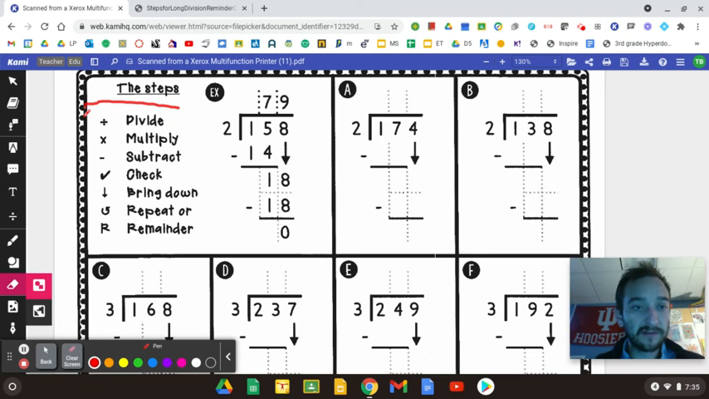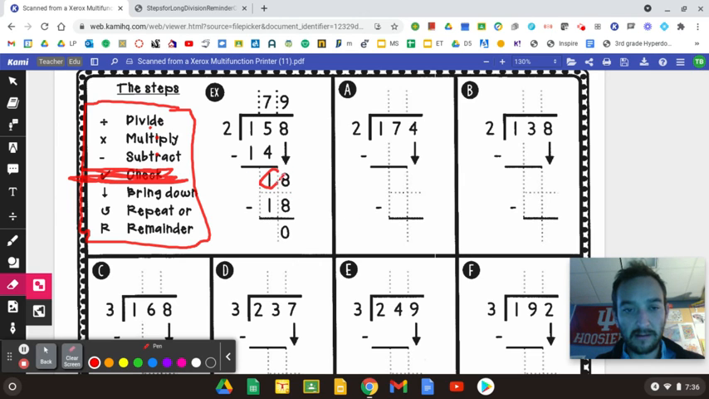So here's your steps. Make sure you're following your steps. Divide, multiply, subtract, check. We're not doing that step. We're kind of doing that already. When they say check, what they're saying is make sure that this is smaller than this, which it is, and something we are doing, but you don't need to have it as a step. Bring down, repeat, or remainder. And when they say repeat or remainder, that means you get down to the bottom and there is no more dropping. Remember, I always say drop, and then, oh, there's nothing there. So you have a 0, so that's your remainder.